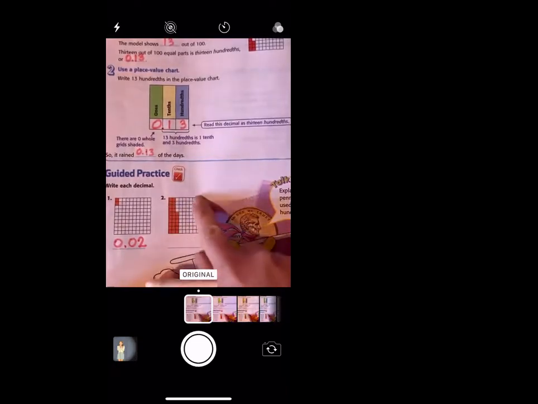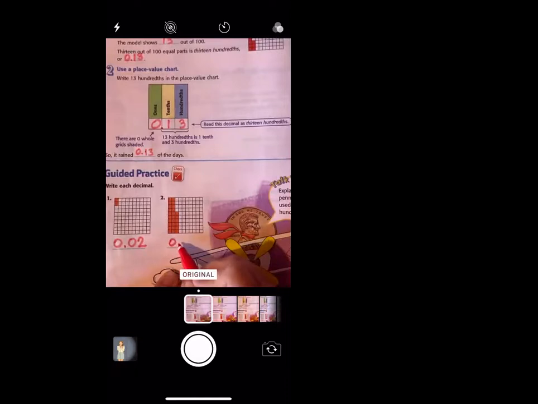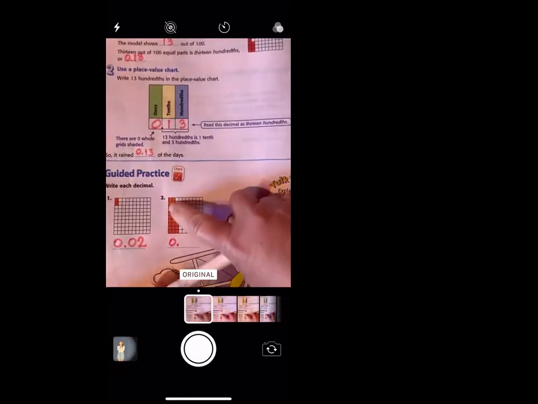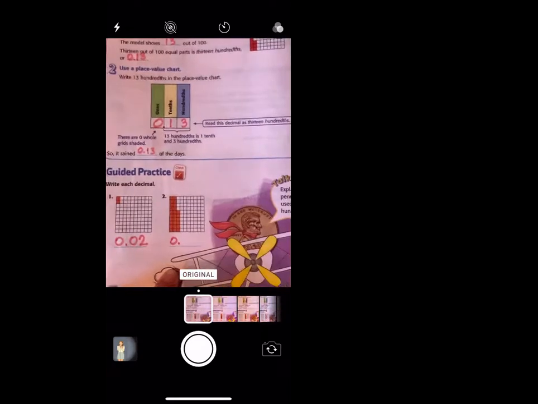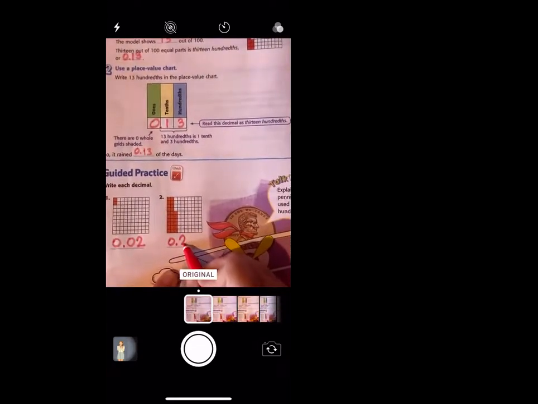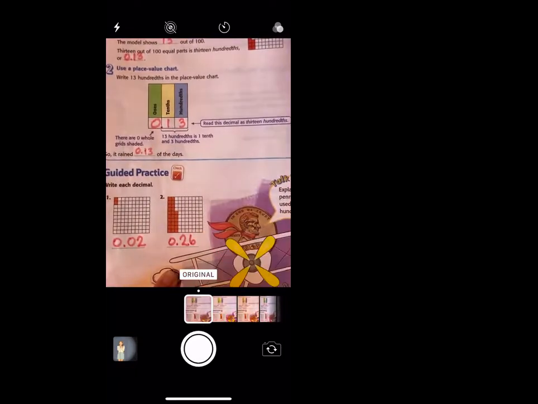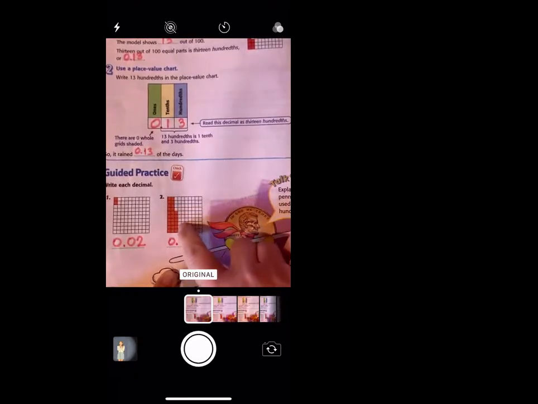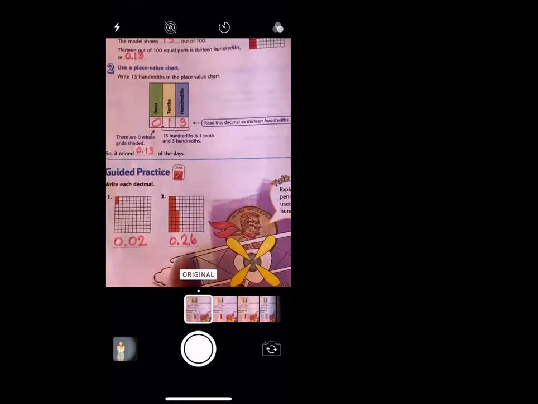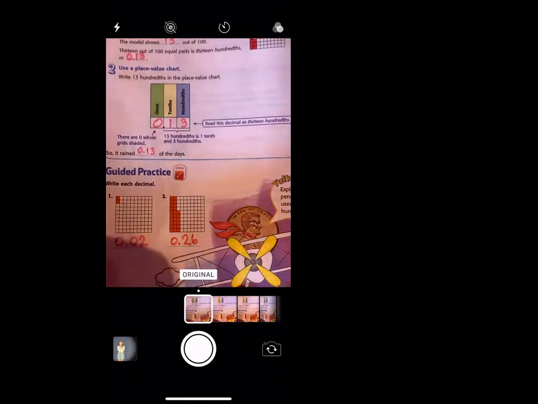Number 2, I have 0 wholes shaded in. Okay, and now I'm looking, I have 1, 2 columns shaded in, so that's 2 tenths. And I have 1, 2, 3, 4, 5, 6 hundredths shaded in. Okay, because this is 10, another 10 is 20, and another 6 is 26. So we read this as 26 hundredths because after the decimal we have the number 26 and it ends in the hundredths place. Okay, all right.